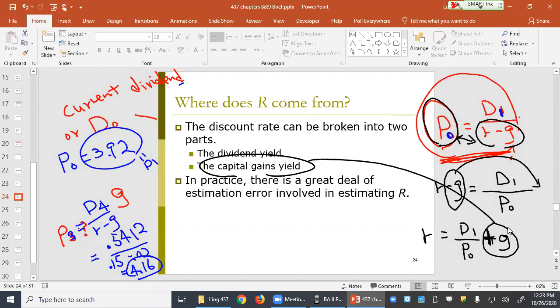And that implies the first component here, D1 divided by P0, that is known as our dividend yield. Dividend yield is calculated always as your D1 divided by P0, which is dividend in year 1 divided by the current stock price. This is derived from the constant growth equation, so it only holds when we have a constant growth scenario, which means the stock dividends must grow at a relatively constant rate.